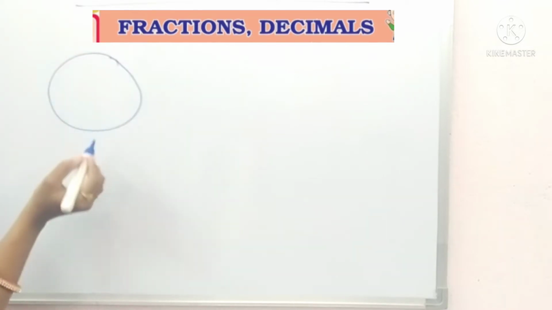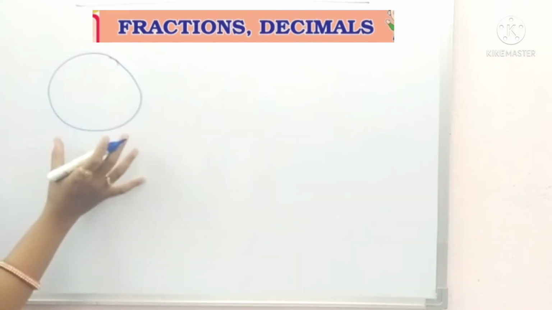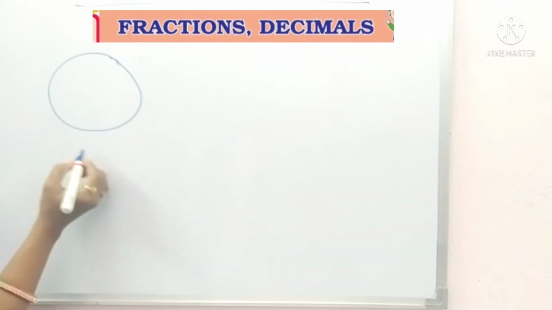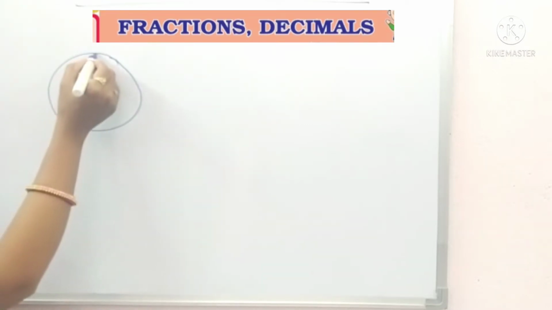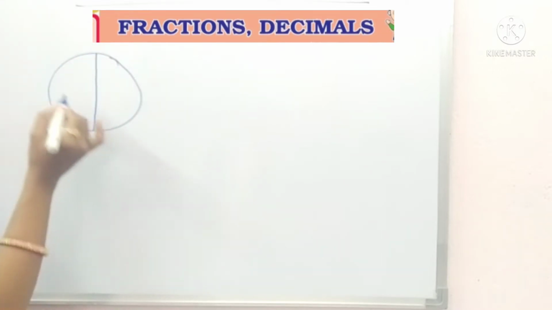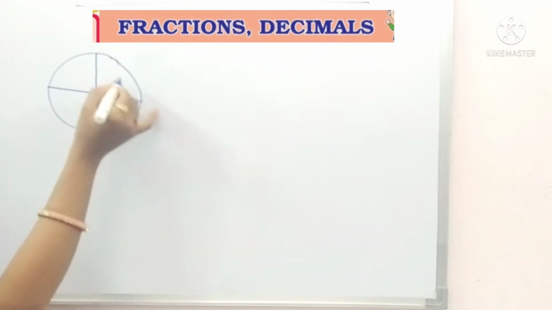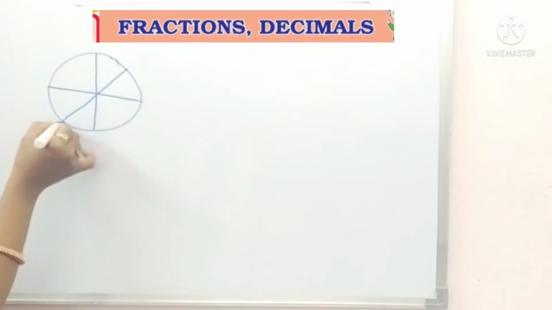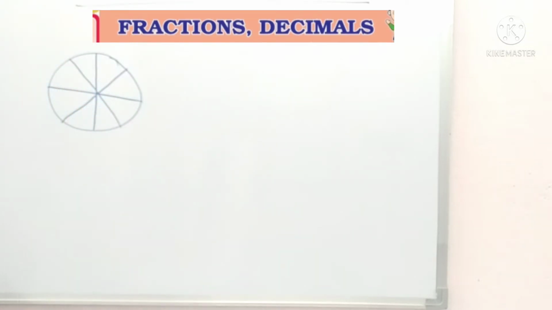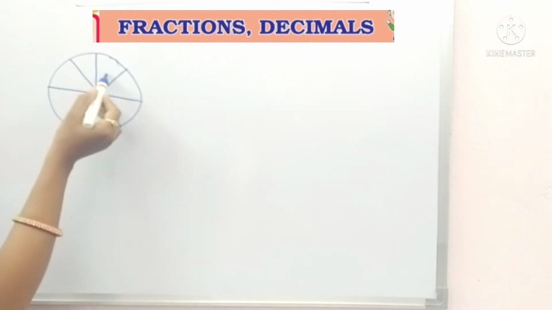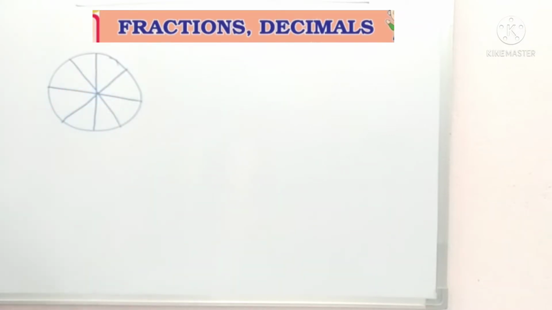Suppose this is a complete part, for example an LCM or like a pizza. You can just imagine that. So we are cutting it now. It is divided into 1, 2, 3, 4, 5, 6, 7, 8 parts, right? So now it is divided into 8 parts.